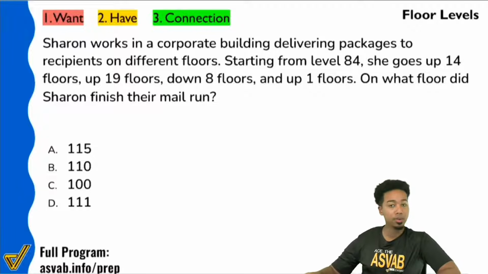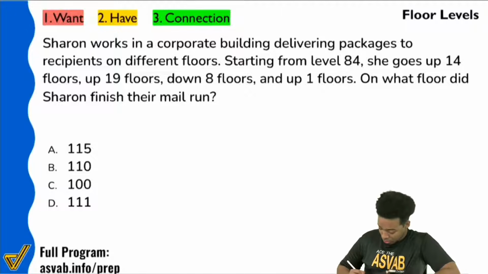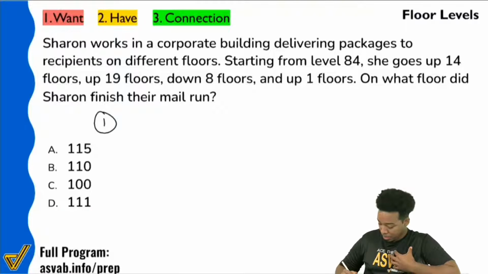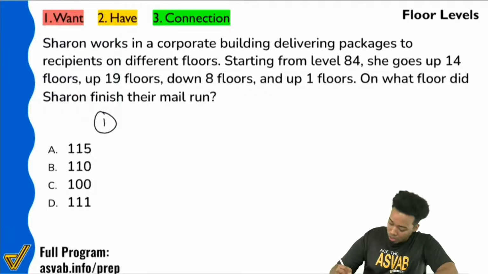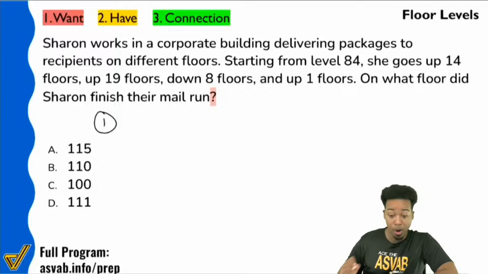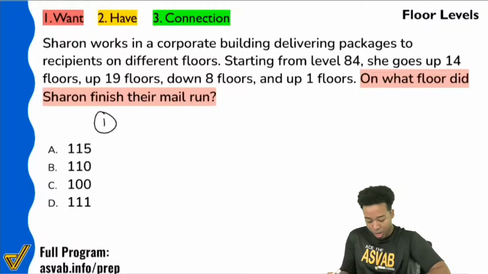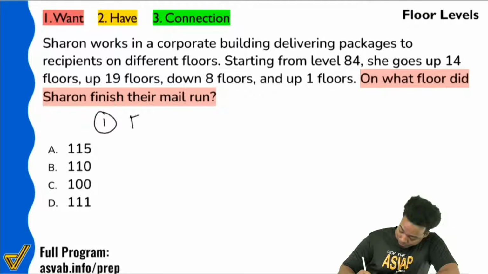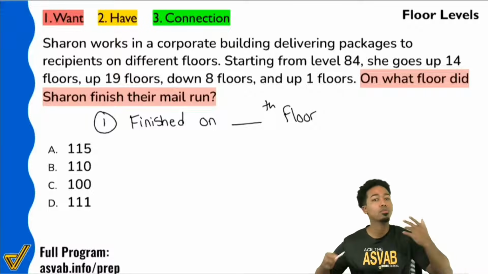Remember that the first thing you want to do in any word problem is write down what you want, what the question's asking you to figure out. So you want to be able to do that in a short phrase or less. Think about word problems like this: go straight to the question sentence. That question mark tells you that's the question sentence. It says, on what floor did Sharon finish their mail run? So I'm going to say finished on blank floor.